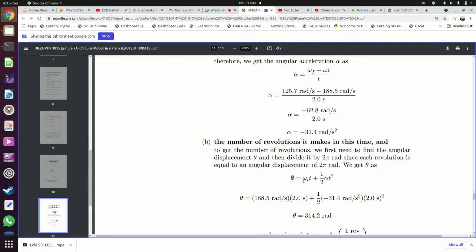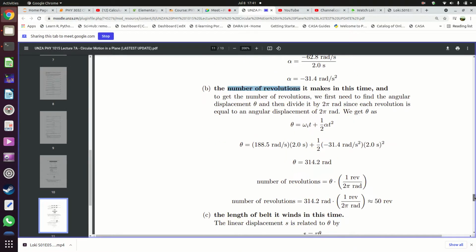Theta is equal to omega i multiplied by t plus half alpha t squared. This is one of the formulas we came up with, so we can use this since we are looking for the number of revolutions, which is a measure of angular displacement. You can measure your angular displacement using radians, revolutions, or degrees. When you're doing your calculation, you have to do everything in radians. So first we need to find the angular displacement in radians. Then after we do that, we can change the radians into revolutions.